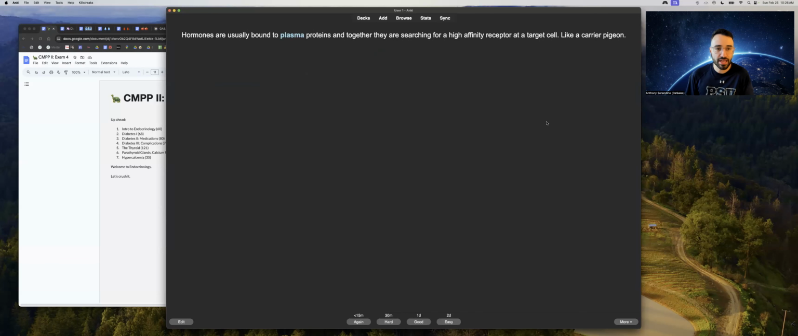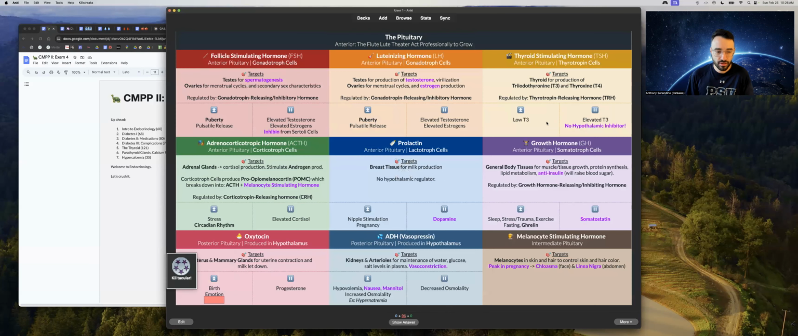Hormones are usually bound to plasma proteins. Birth, emotion, orgasm. This upregulates oxytocin. Anterior pituitary. Corticotroph cells. Gonadotroph cells. Good. All right, good. We've seen every card, so now we just got to hit them and send them to tomorrow.